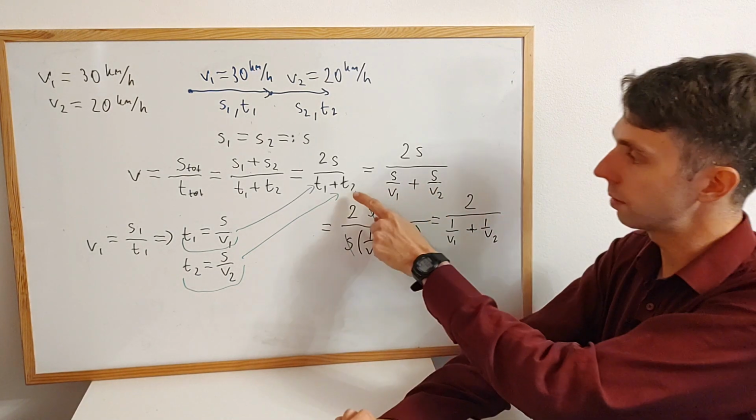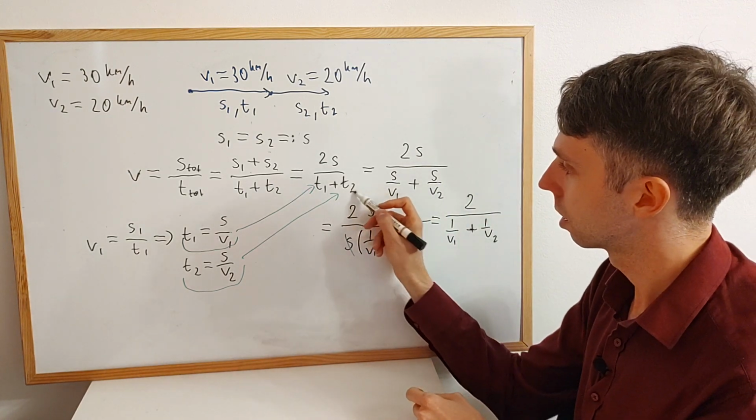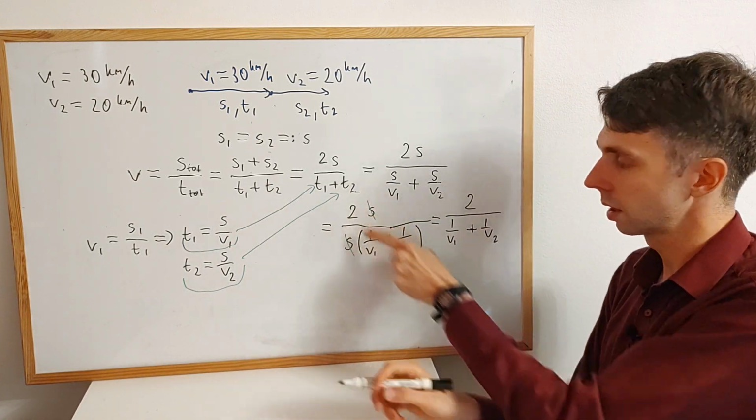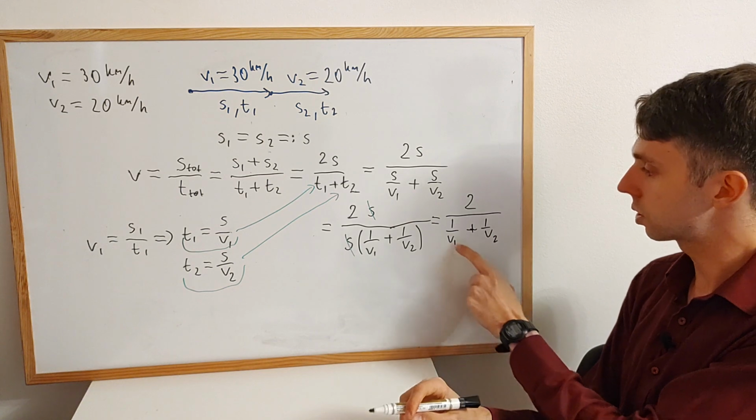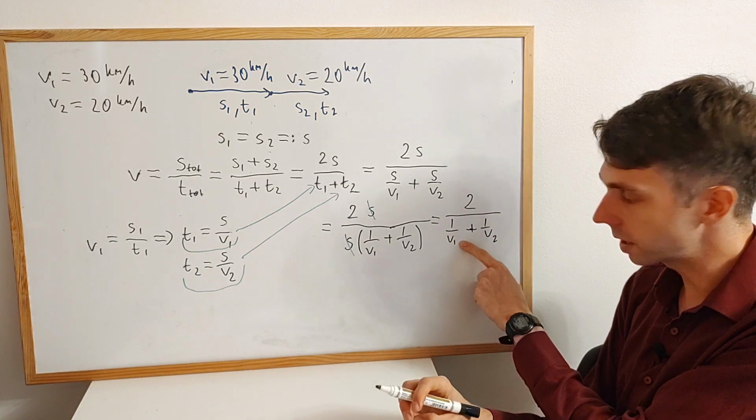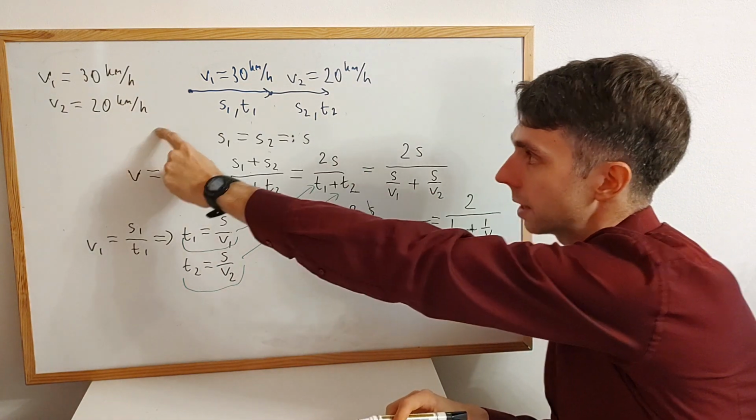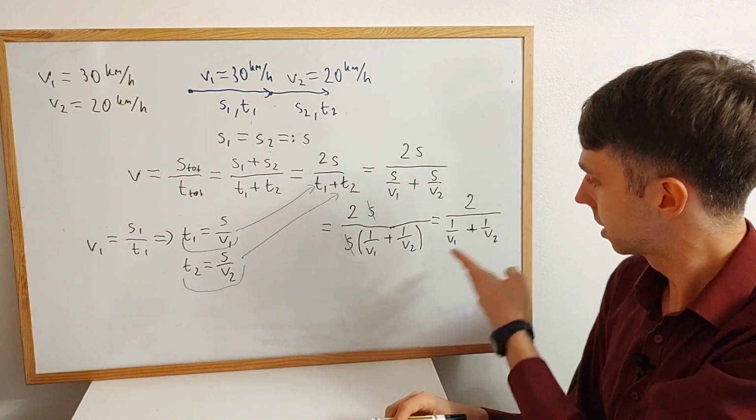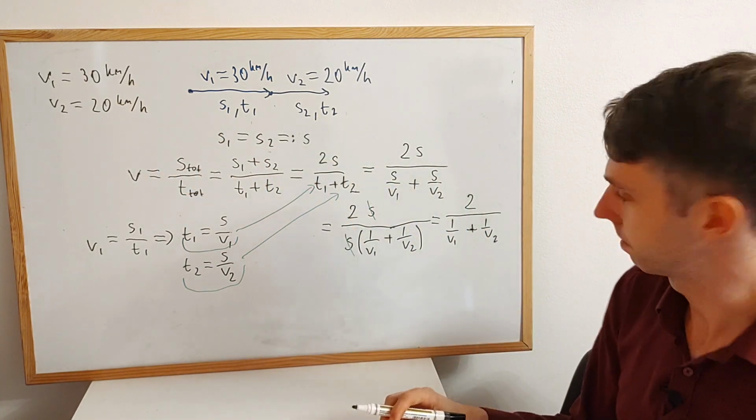So look, from the form in which we knew nothing, we finished with the formula in which we know everything, because v1 and v2 are our data.